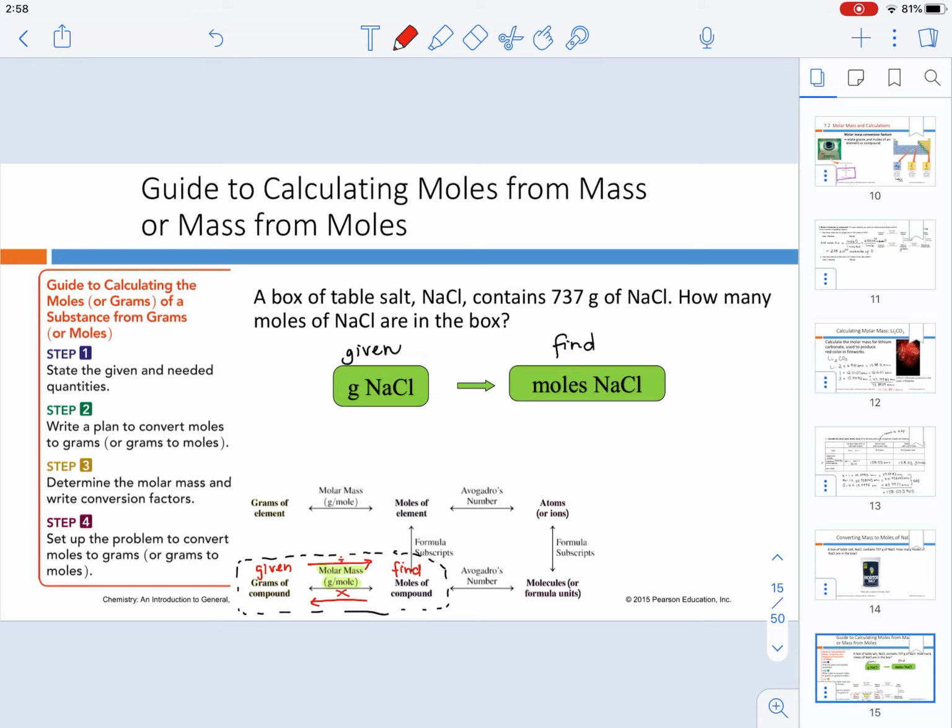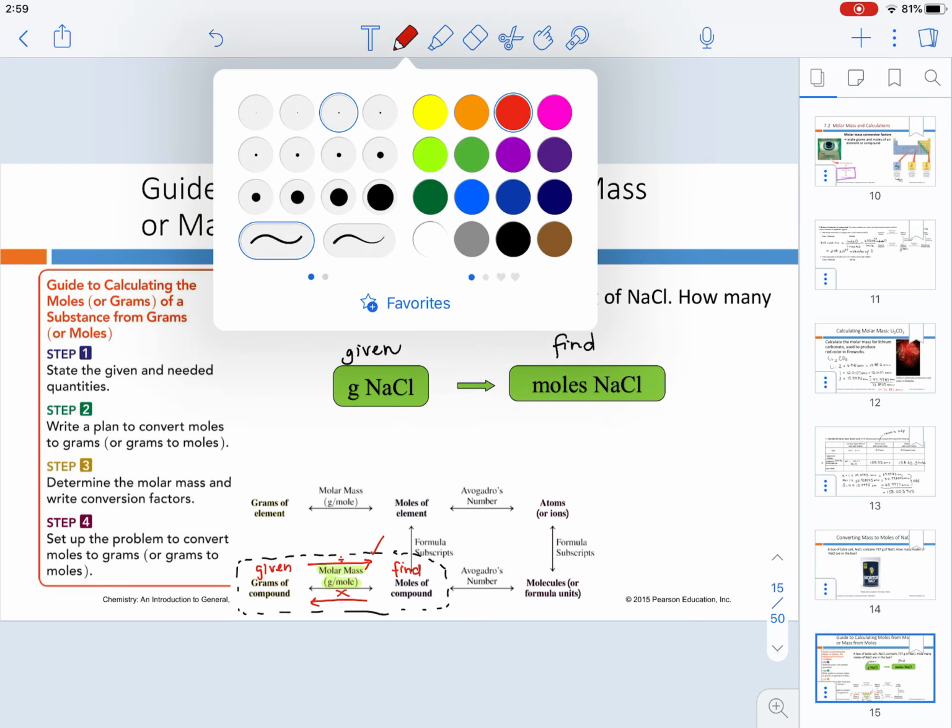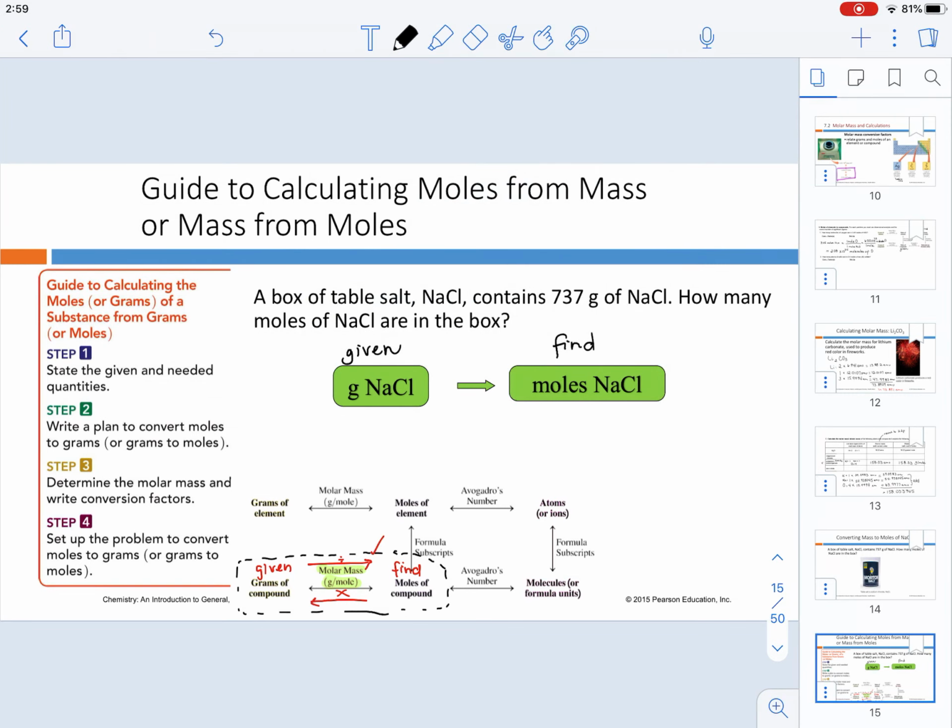So in this case, remember, this is what we need to do. So let's just set up the problem. I am given 737 grams of NaCl. And because I need to convert it to moles, I'm going to divide by the molar mass, okay? We just established how to find the molar mass of a compound. So I'm just going to write it on top.